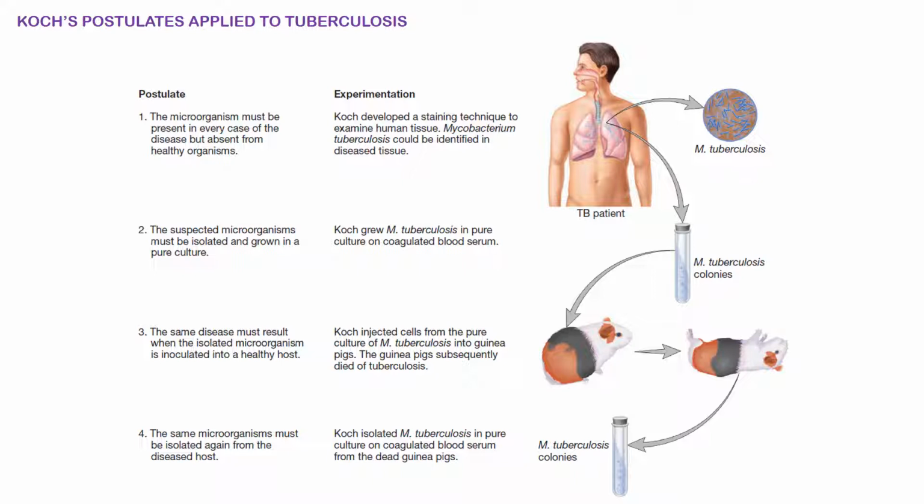So first, the disease agent must be present in the tissues of the affected organism. So here, Koch developed a way to detect the tuberculosis bacteria in the tissue. Okay, second step is you should be able to isolate and grow it in a culture medium.